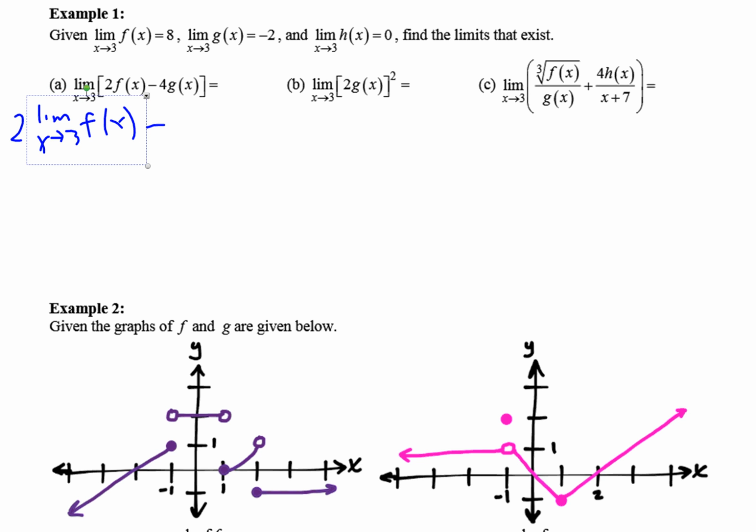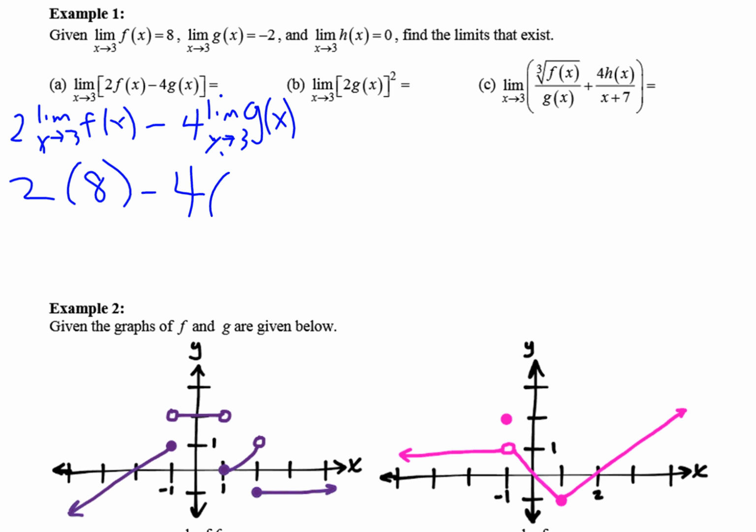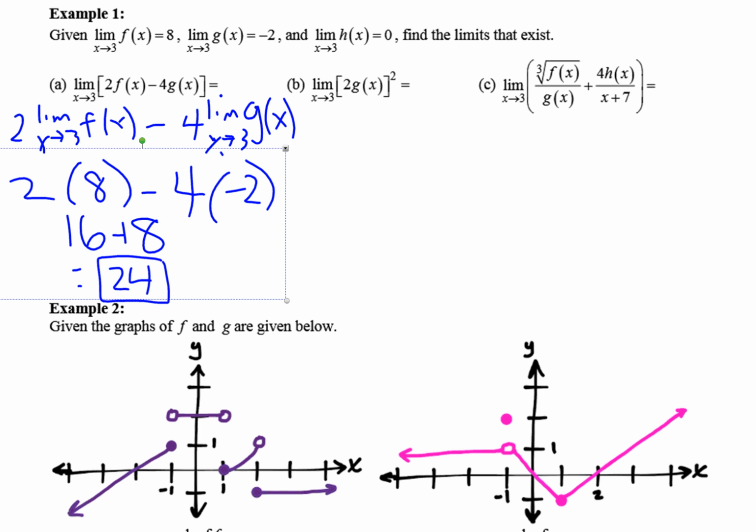And again, we can combine them by subtracting the separate limits, and we can pull that constant out, g of x. All right, so now we have 2 times the limit of f of x as x approaches 3, which is 8, minus 4 times the limit of g of x as x approaches 3, which is negative 2. 16 plus 8 is 24 for our first one.